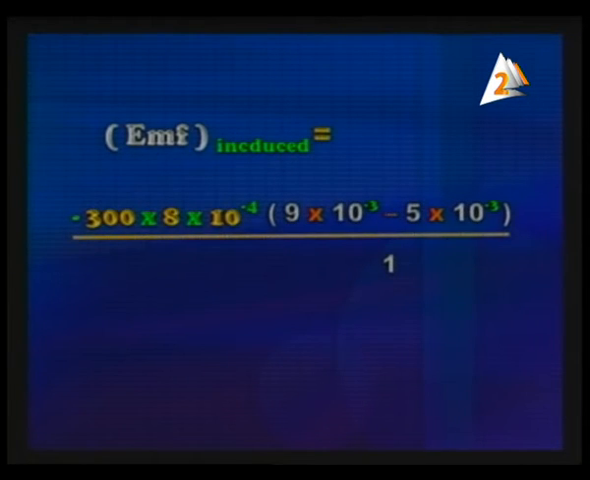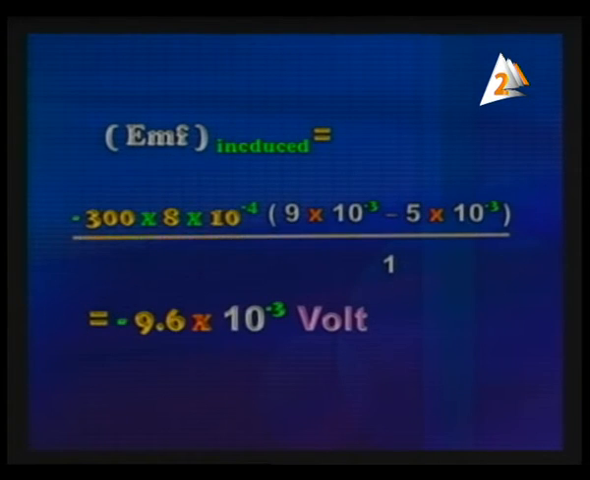So number of turns 300 times 8 times 10 to the power of negative 4, which is the area. B is changed from 5 to 9, so the difference is 9 times 10 to the power of negative 3 minus 5 times 10 to the power of negative 3, over the time. This happened in a time of 0.1 second. The EMF will be equal to minus, negative sign, 9.6 times 10 to the power of negative 3 volt.